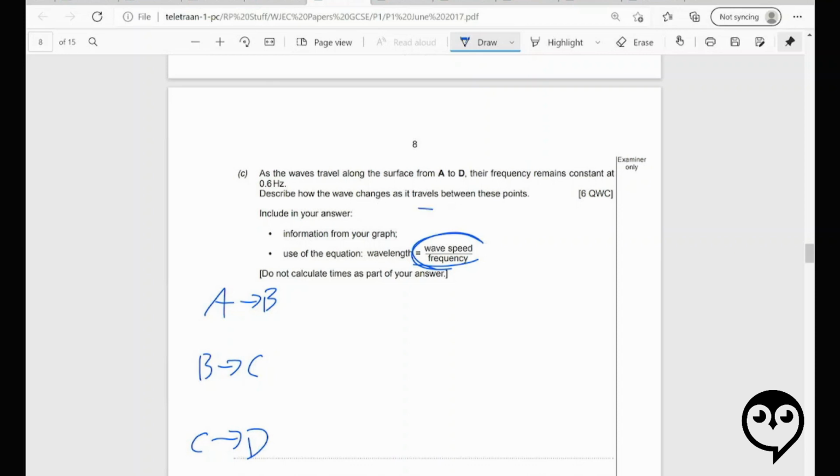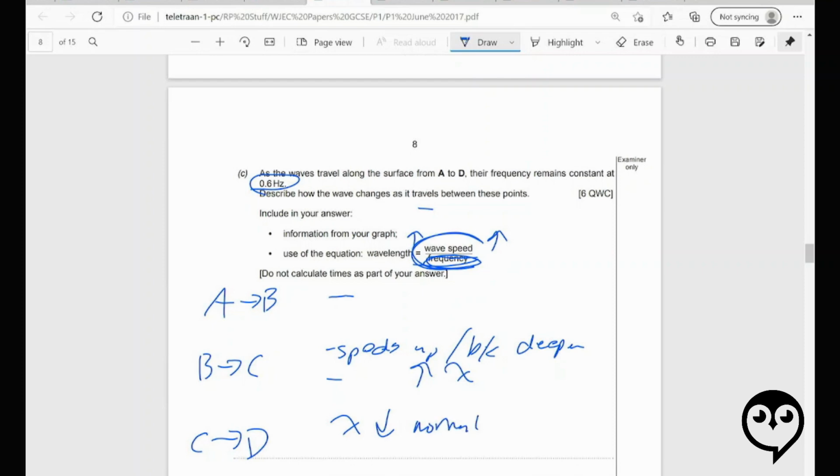So describe how the wave changes. Okay, so here it's at a speed. Here we can say it speeds up because it's deeper. They give you the frequency. I suppose we could do some calculations. Oh, we can talk about what's going on with the wavelength, because frequency is constant. It means that if the wave speed is going up, the wavelength will go up. So this will have a larger wavelength. In this case, the wavelength will go back down to normal, or the previous values.